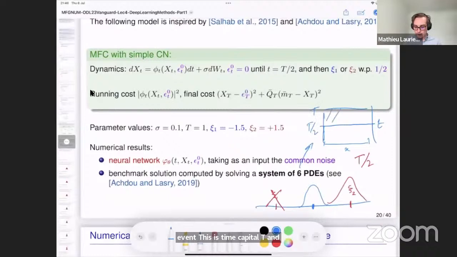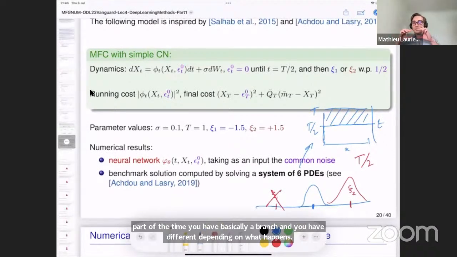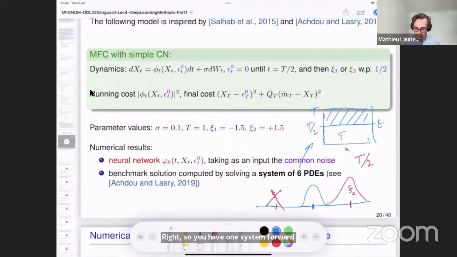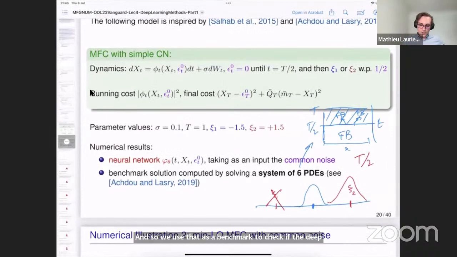And so for the second part of the time, you have basically a branch, and you have different PDEs depending on what happens, right? So you have one forward-backward system here. And then here you have two possibilities of forward-backward system. So you end up with a system of 6 PDEs. So it's still possible because the common noise is very simple. And so we use that as a benchmark to check if the deep learning method also manages to solve this problem. We cannot solve it without a small modification.